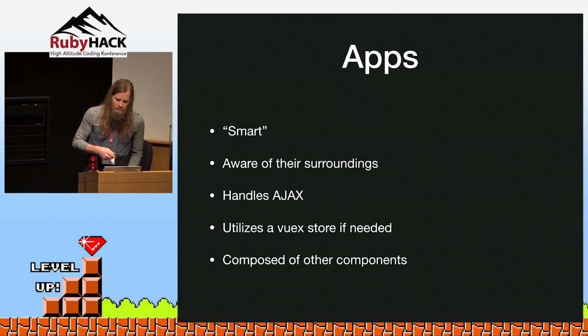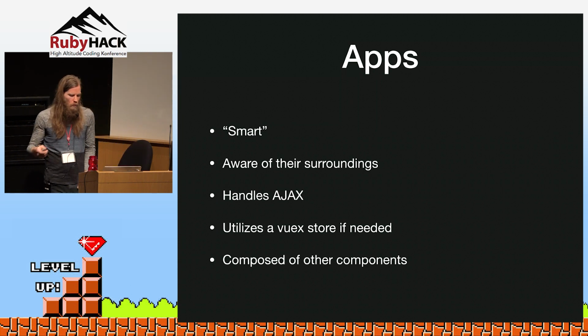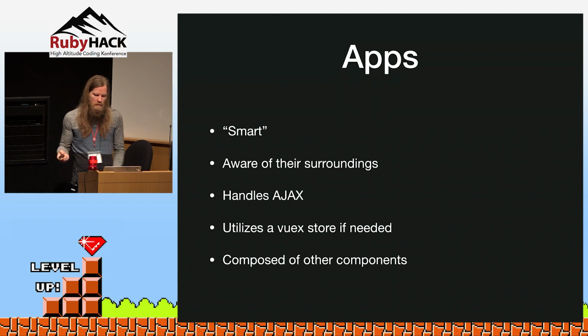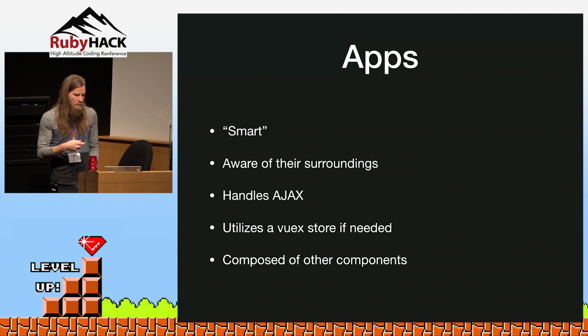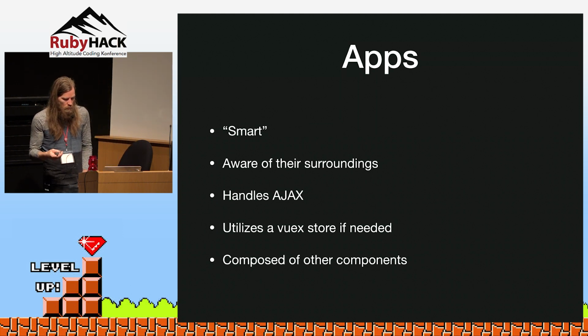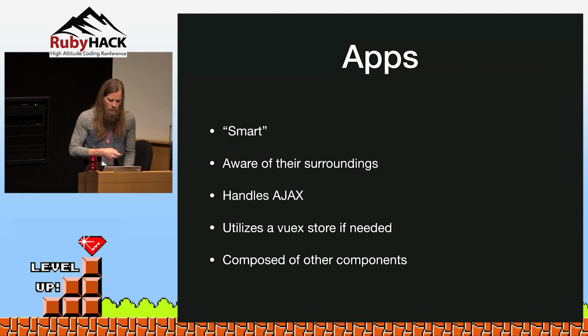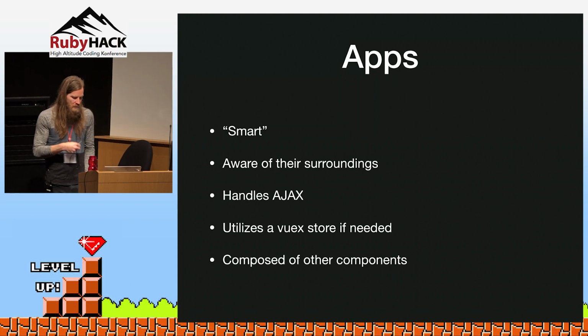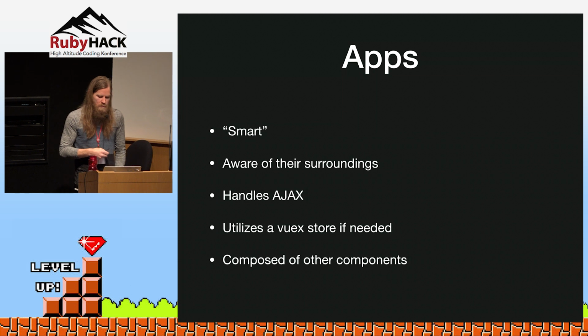We think of apps as smart, aware of the world around them. They handle more business logic focused tasks like Ajax. If an app is complex enough that it might benefit from using something like a Vue store for state management, it would be an app that deals with that. Apps are most often composed of standard Vue components.